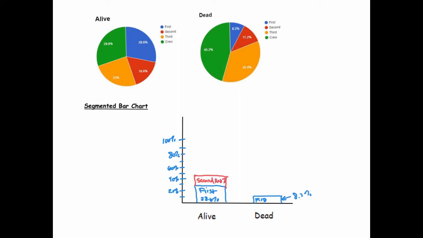And then in first class, they made up 11.2. So again, I'm going to do 8.2 plus 11.2 to get 19.4. So I need this now to go up to 19.4. Okay, so 11.2%.